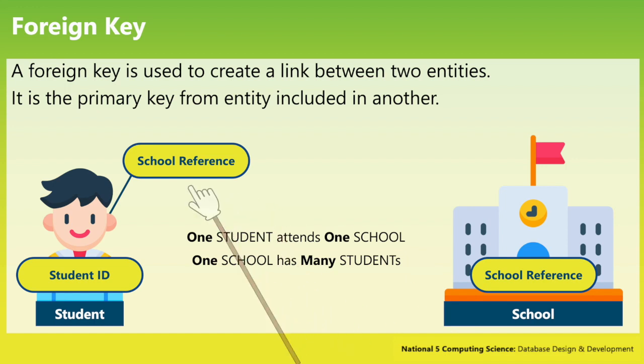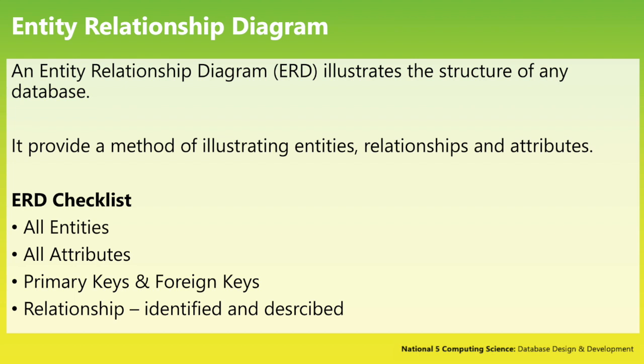Now that we've identified the link between the tables, we have essentially produced what we call an entity relationship diagram. And an entity relationship diagram illustrates the structure of any database. It provides a method of showing us the entities, attributes, and relationships within a database. It will show us all the entities, all the attributes, all the primary keys, all the foreign keys, and all the relationships between our entities.